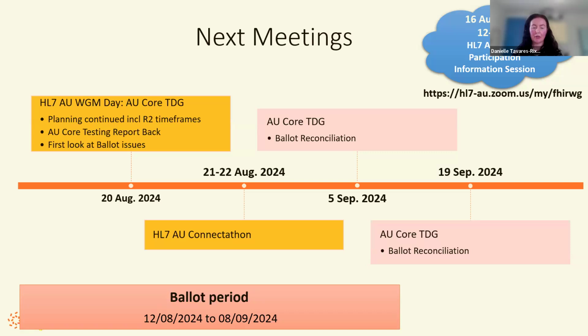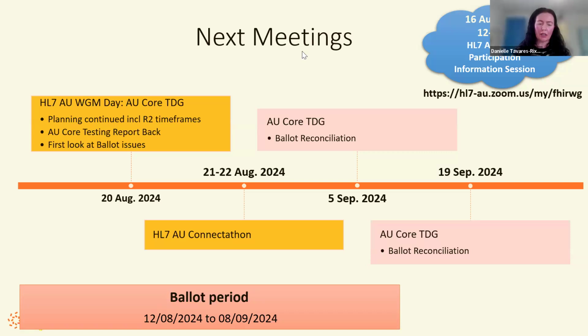Following that is connectathon immediately. So that's 21st, 22nd, again, Brisbane. And we have an AU Core track there. And then we've got our next fortnightly meetings, 5th of September, and then 19th of September, and we're now in ballot reconciliation by this point, basically. So prior to the 5th of September, you should see a preliminary reconciliation package coming out for making some voting decisions that we'll then go through on the 5th of September. That's the plan.